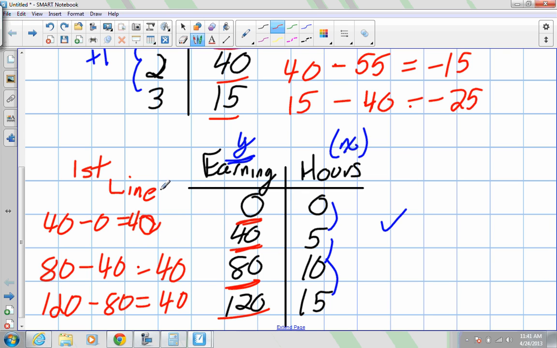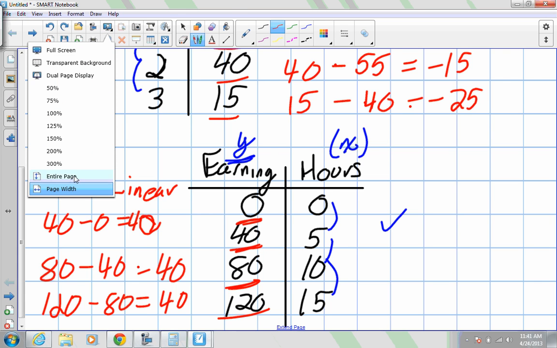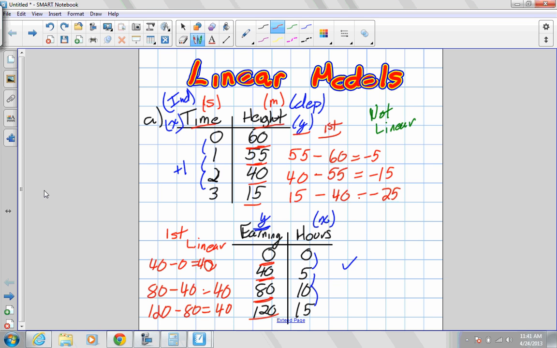Okay? It's very important that you're able to define what's independent and dependent. Okay? Making sure that independent is consistent, and then take first differences. If the first differences are the same, it's linear. If they're different, it is not linear.